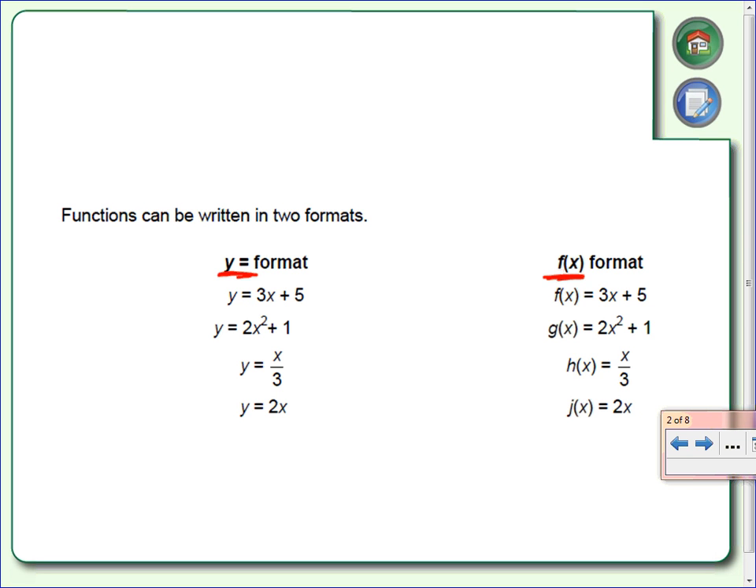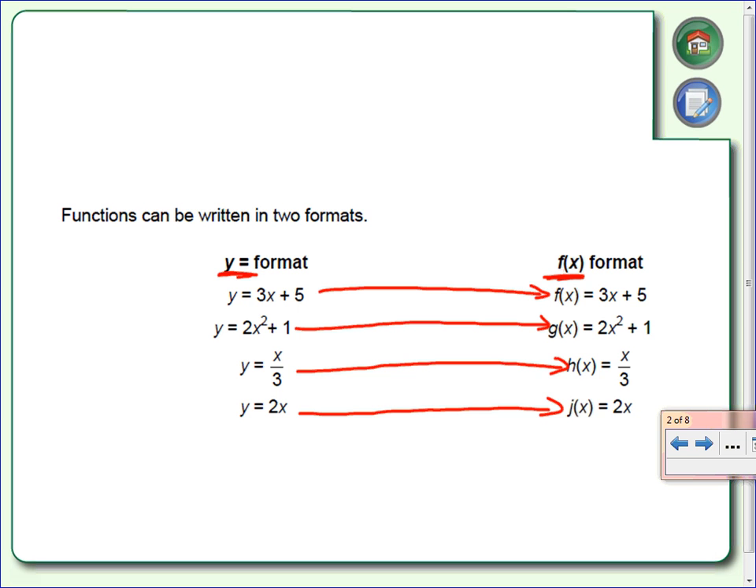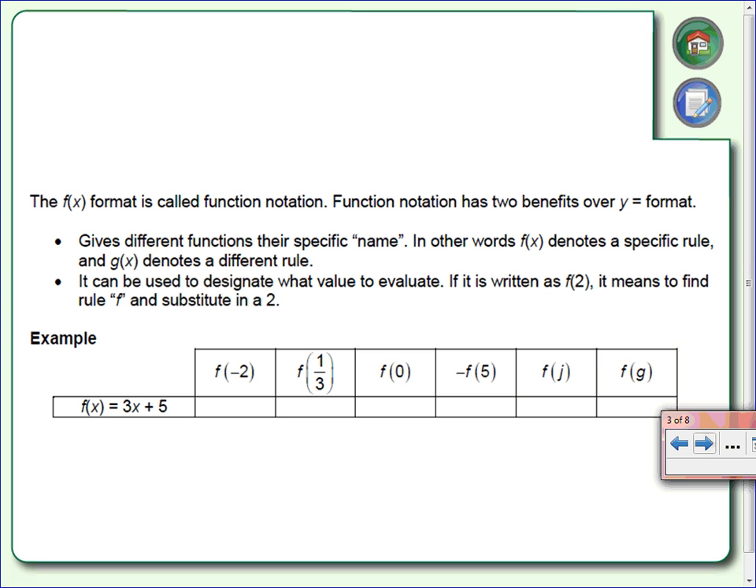And you'll notice here, these are very similar. The only difference between this one and this one is that the y has been replaced with the f of x. This here is very similar to this one. The only difference is instead of using a y, we're using a g of x. Same thing here. The only difference is instead of a y, we have h of x. And the only difference here is instead of y, we're using a j of x. So really the only thing that's changing is the y to a letter with an x in parentheses. That's the only thing that's changing here. So that f of x format is called function notation.